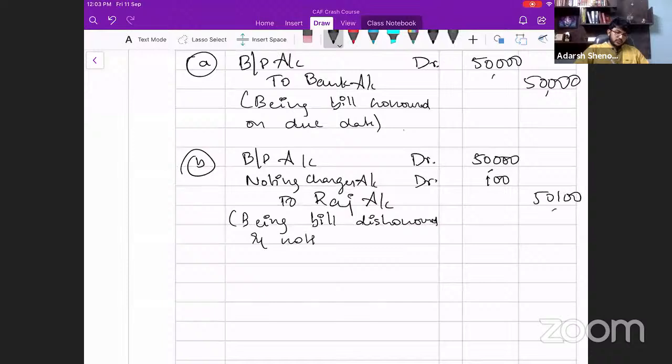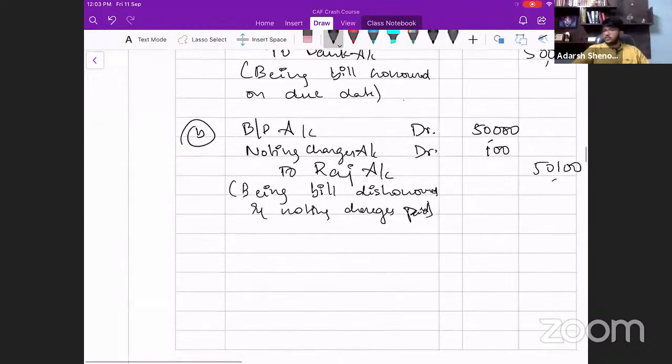and noting charges paid. Just write noting charges, don't write who paid it and all that. Noting charges paid. It's being paid by the Raj banker, which is recovering from Raj and all that story. You don't have to write that.